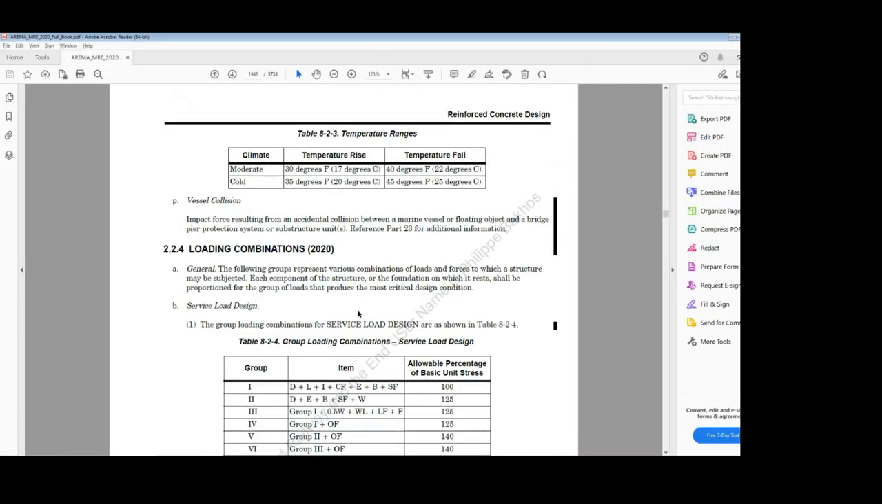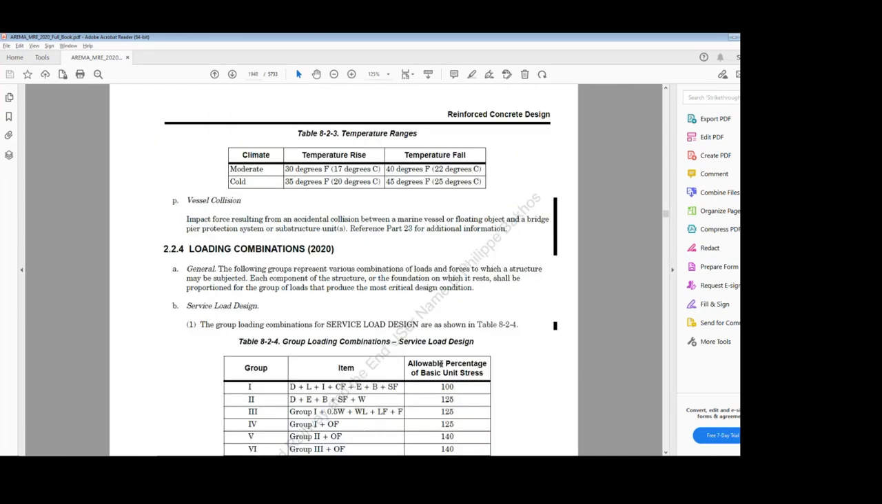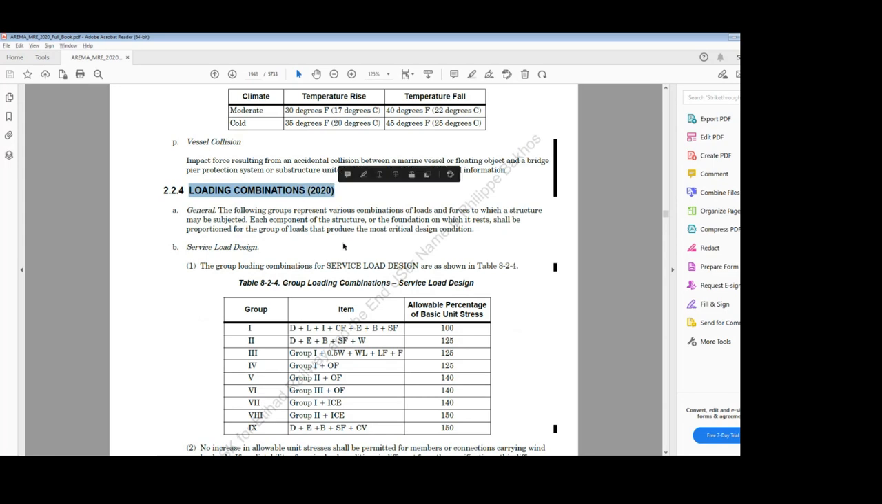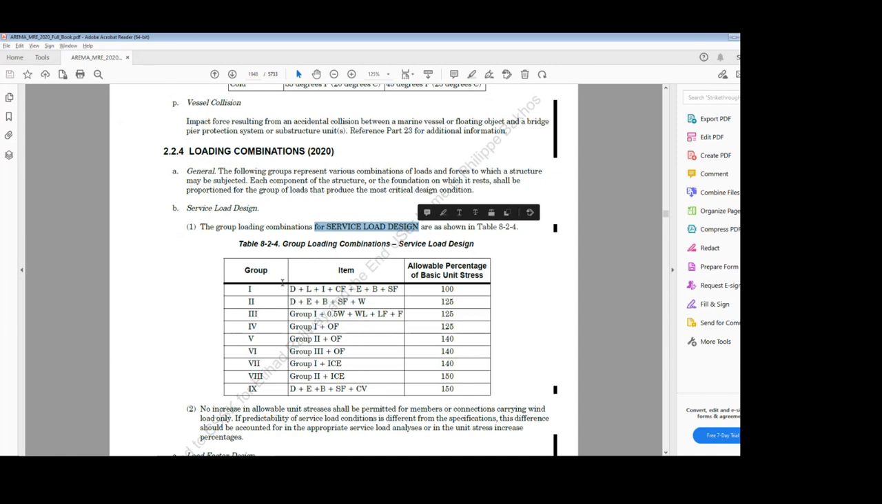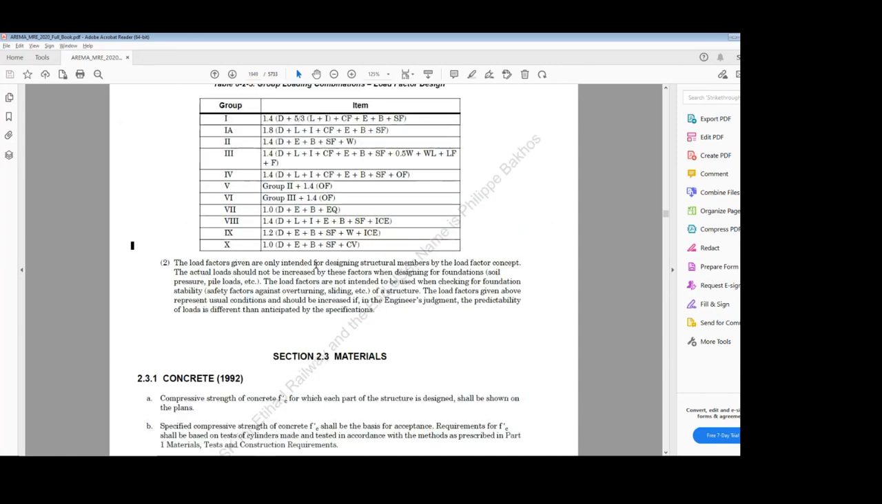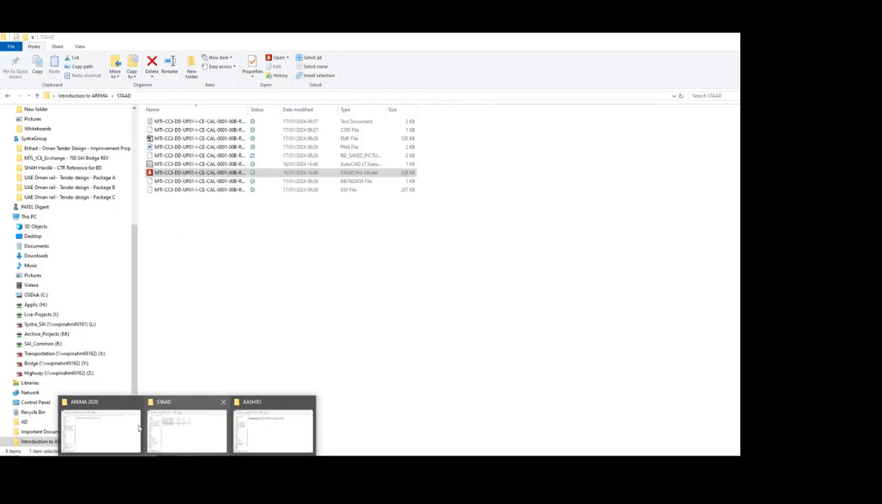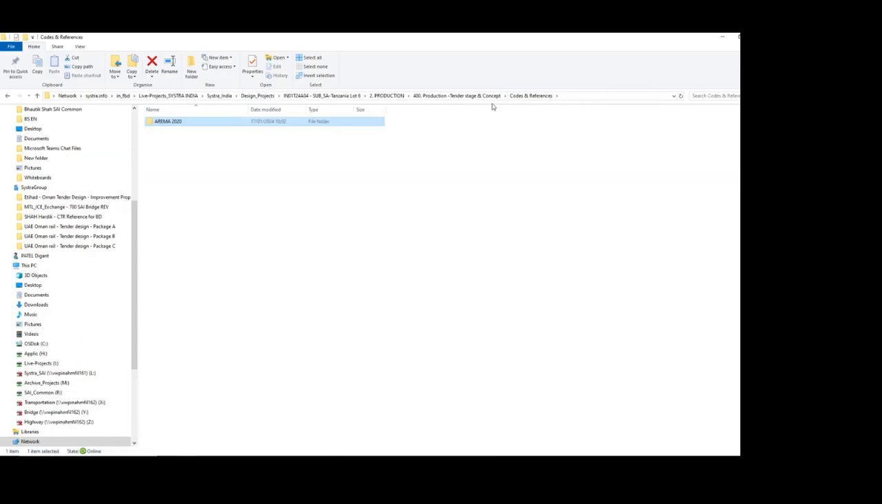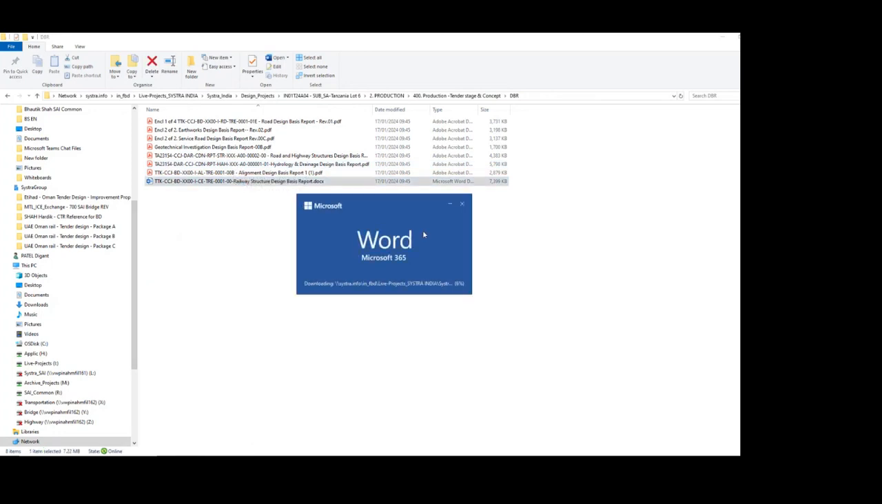So this is the tentative loading part. Then the load combination for the two limit states: the service load design is given in this table, and for load factor design it is given in Table 8.2.5. Don't worry, generally the elaboration of this load combination will be given in the TBR. It is difficult for Eurocode, but it is simple for these railway structures.